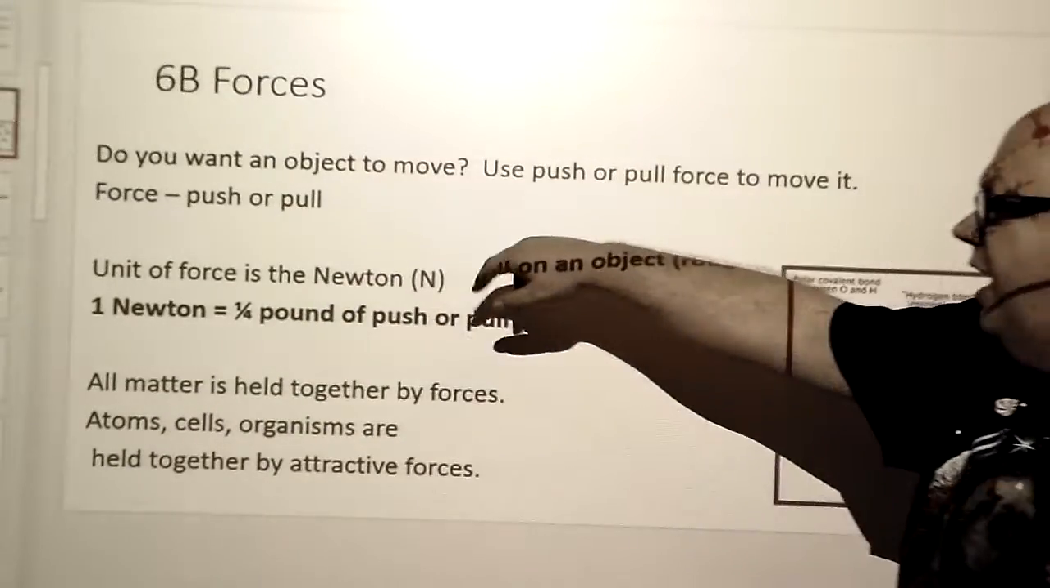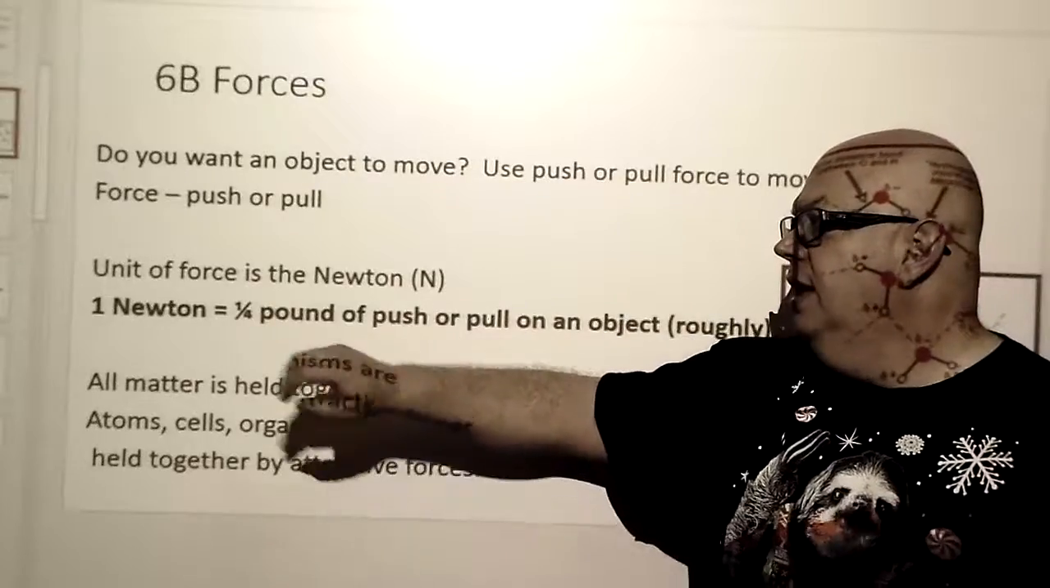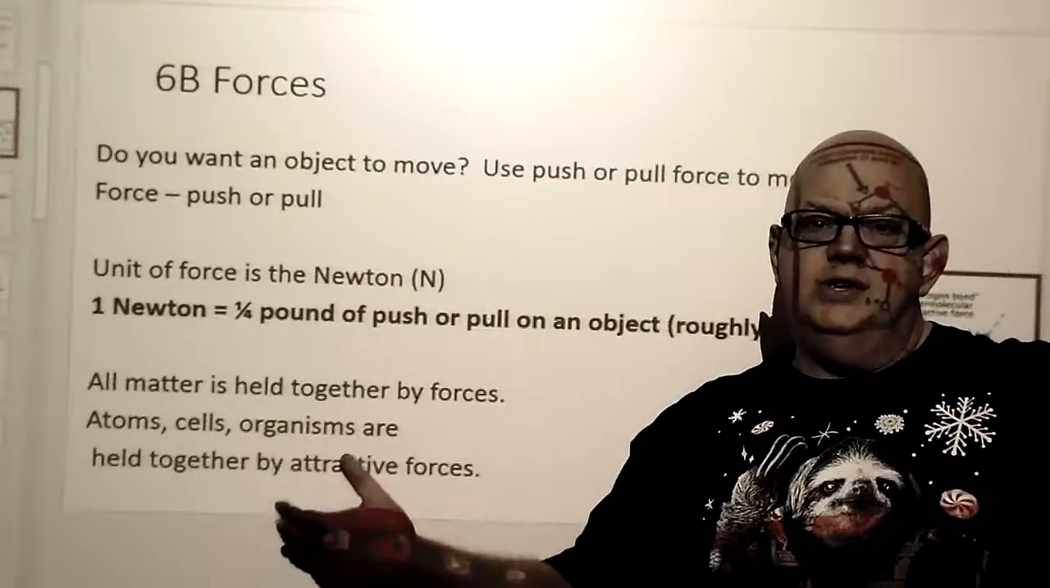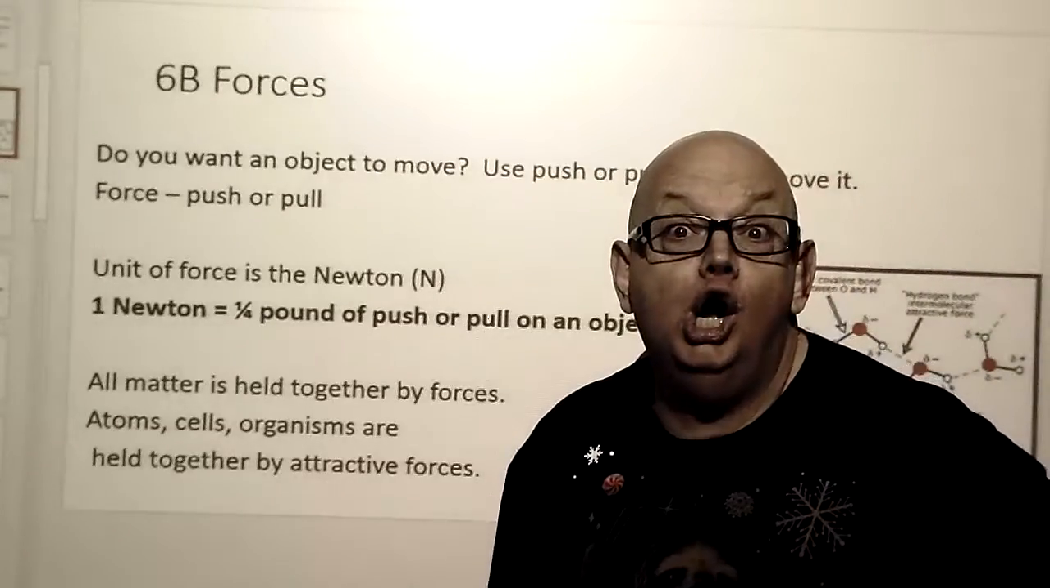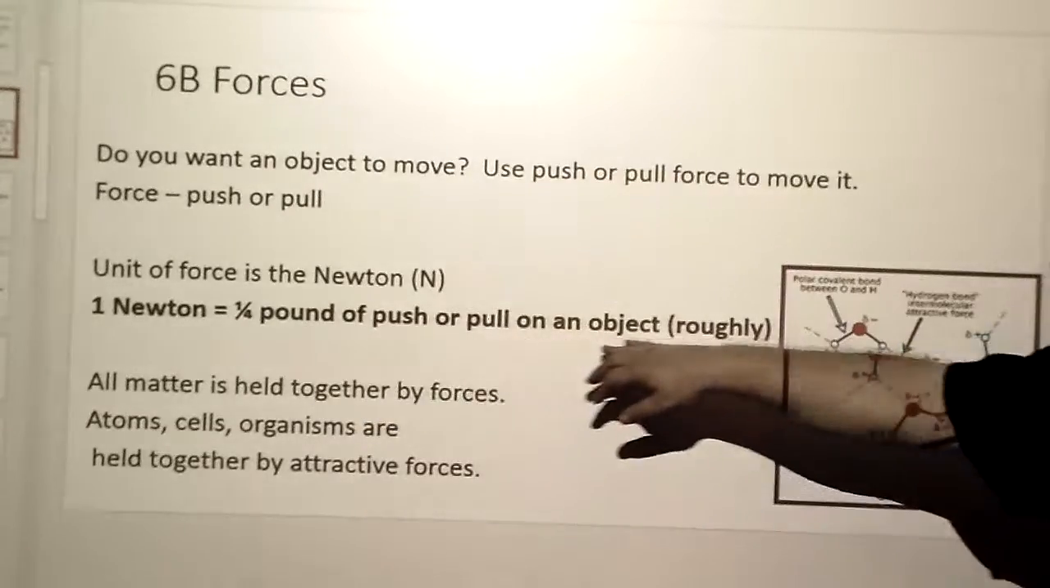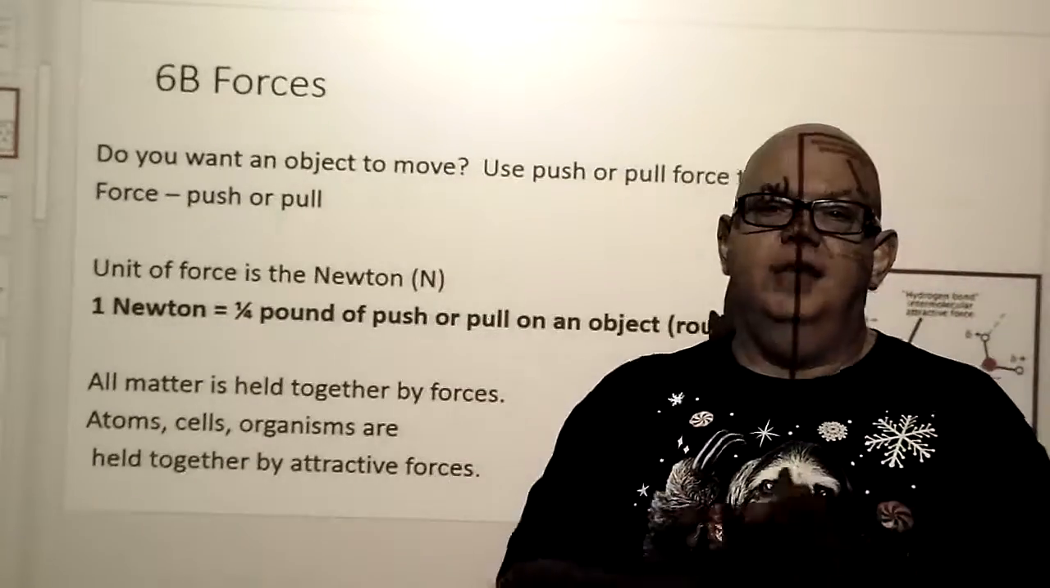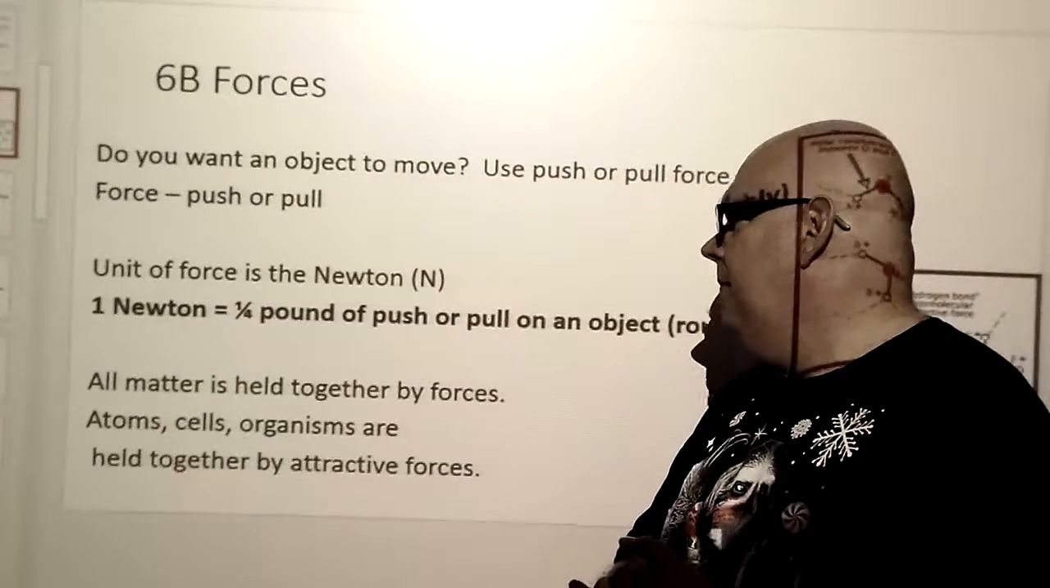So, with that, a force is a push or pull. Now, we use the unit of the force as the Newton, after Isaac Newton. Baller! Now, a Newton is about 1/4 pound of push or pull on an object, roughly. That gives people an idea about that.